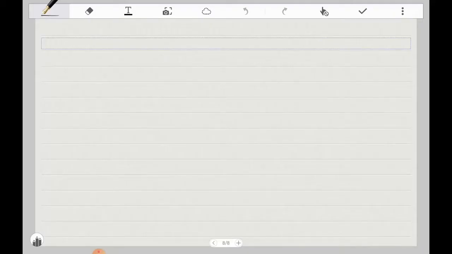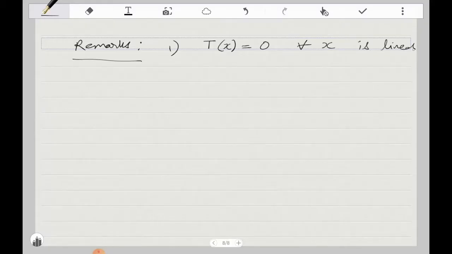So there are various remarks to be made. As usual, in any category, there are trivial examples of linear transformations. One is the zero transformation, T of x equal to 0 for all x, is linear, and then the identity transformation is linear.